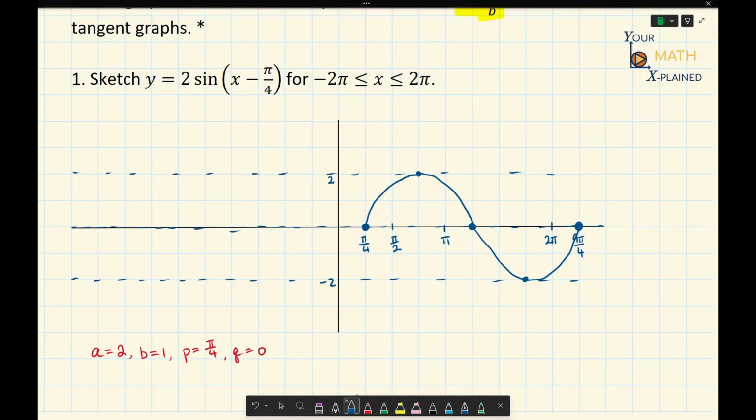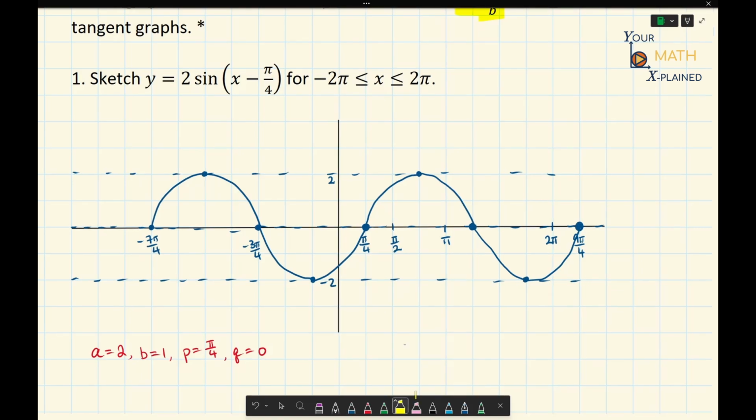So since each tick is pi over 4, we're going to go 2 over to the left, and that's going to be our minimum, which is negative 2. Go over to the left by 2 more, that'll be 0. Positive 2, and then back down to 0. So this is going to be another full cycle. And we can go ahead and label these x values. So this would be negative 3 pi over 4, and this here would be negative 7 pi over 4.